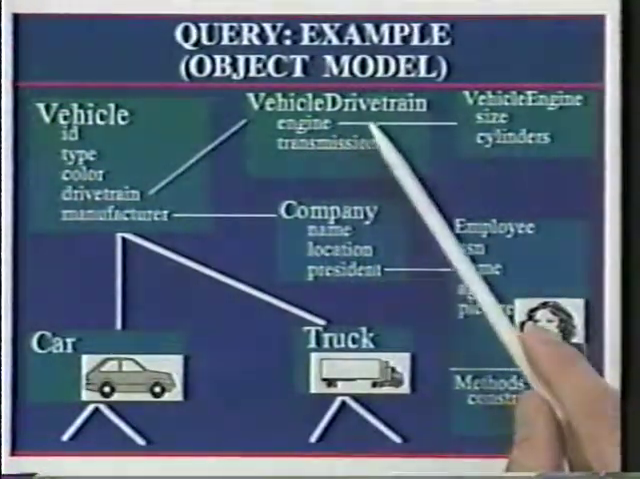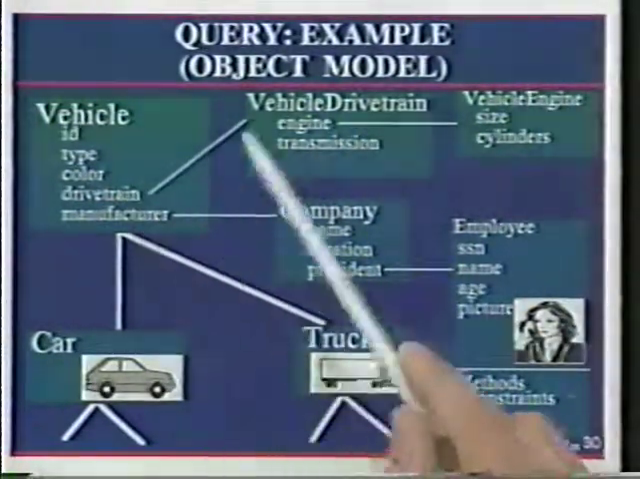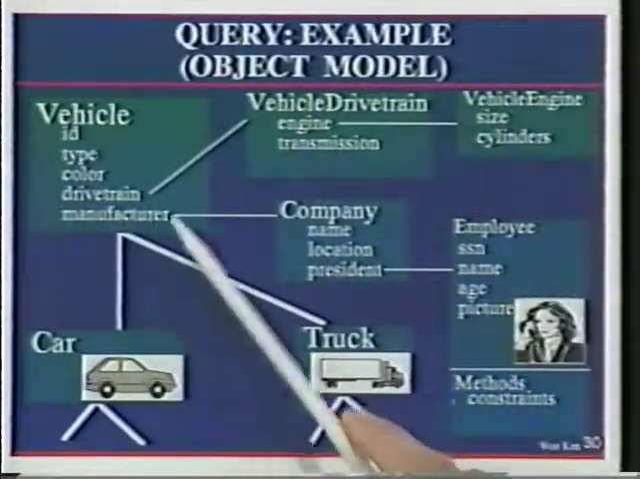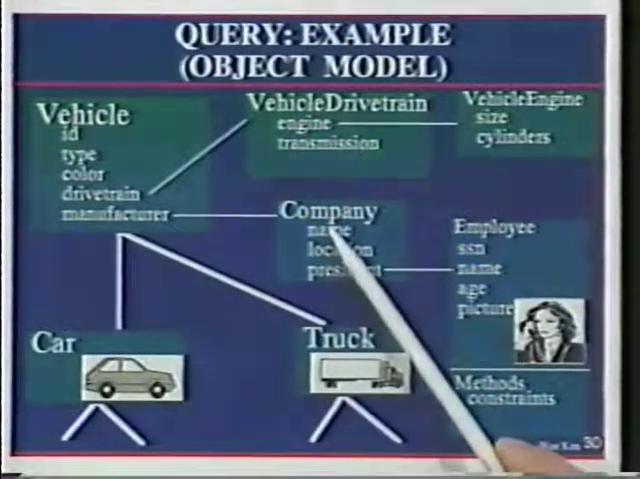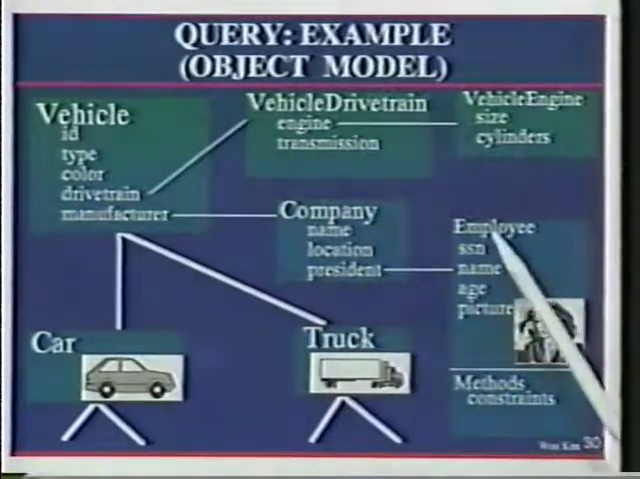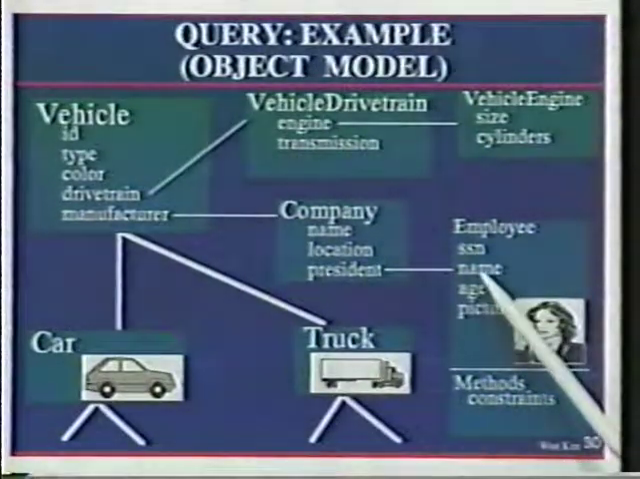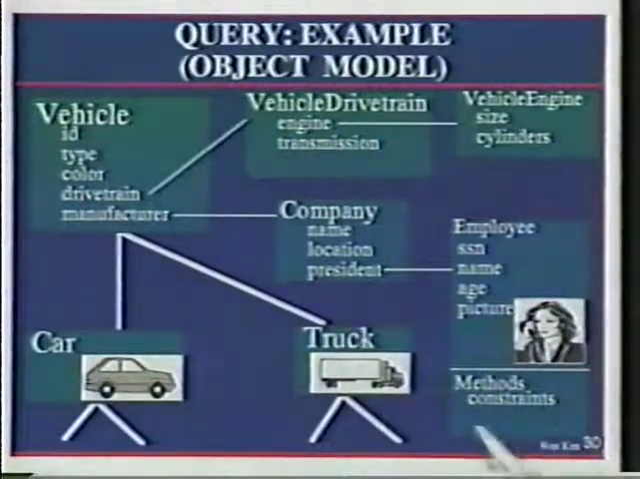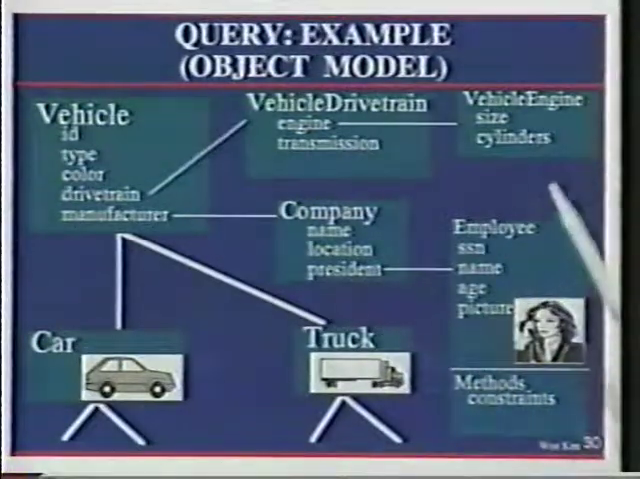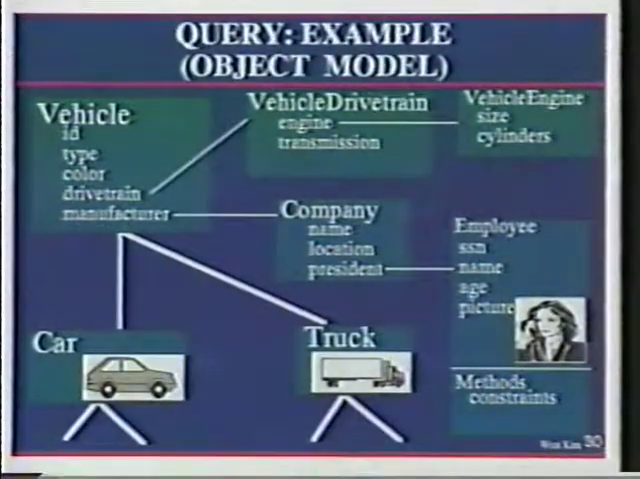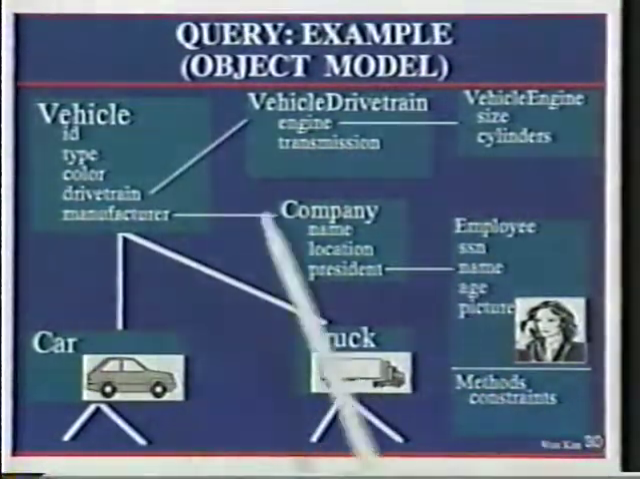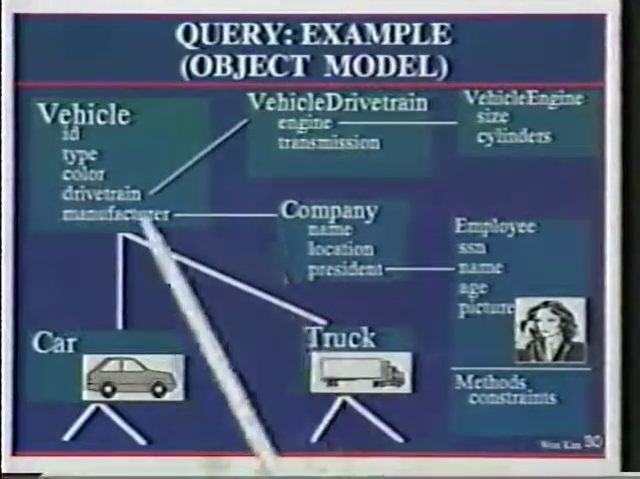So the engine is of the type vehicle engine. Drivetrain is of the type vehicle drivetrain. Manufacturer is of the type company, which has a name, location, president. And the president is of the type employee, where you have a social security number, name, age, picture, and we have several methods and constraints that we can invoke on this particular employee. The ISA relationship I have shown by these thick lines, and the references I have shown by these thin lines here.